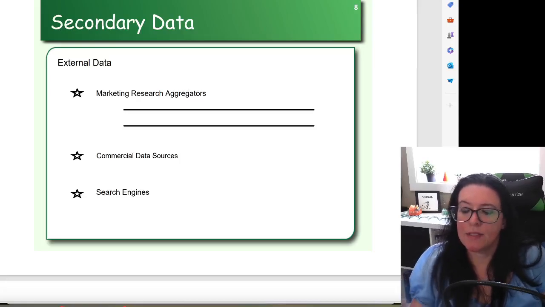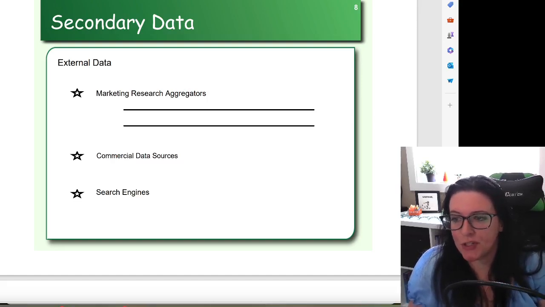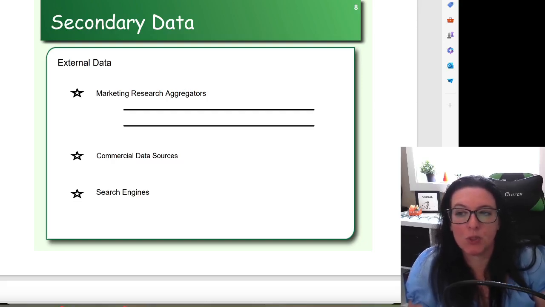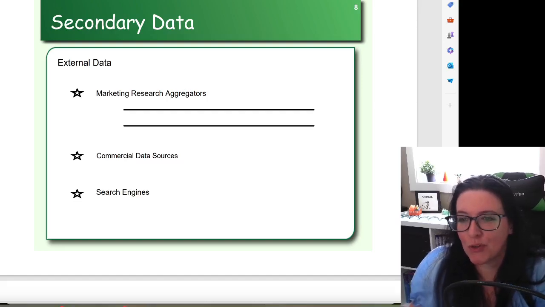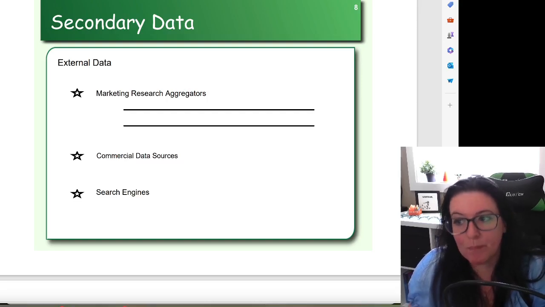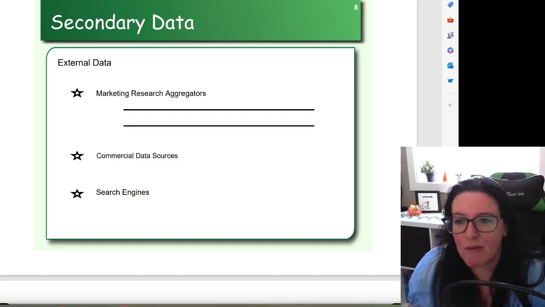Secondary data analysis can include internal data that you've collected within your organization previously, and now you're using it for this research problem, or it can be external data. So in this video, we're going to look at some sources of external data. When we talk about external data, we can get that information from commercial data sources, so we can pay for that information. We can get it from government and non-government entities.